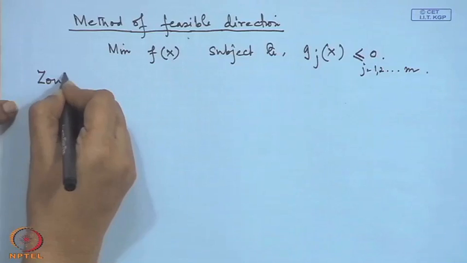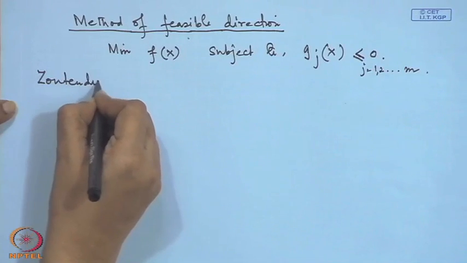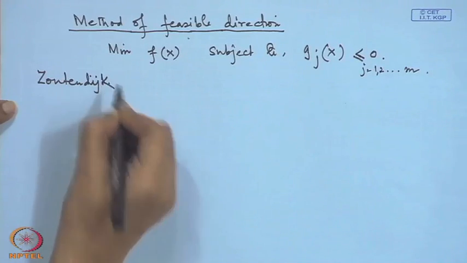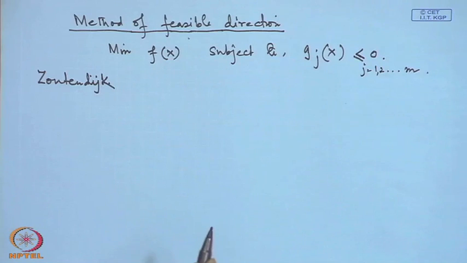The mathematician Zoutendijk invented this method, and this is a very robust method, applicable very widely, and we use it here and there for nonlinear programming problems. Let me elaborate that method for you.